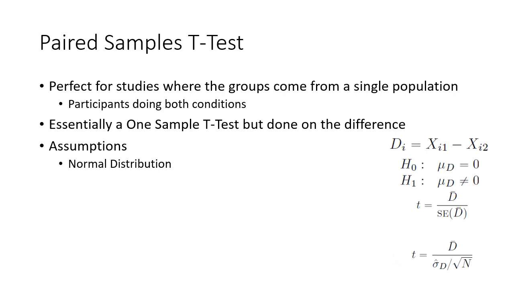As for assumptions for the paired samples t-test, it is going to be the same as the one sample t-test, except for the groups being independent, because the participants are doing both conditions. And of course, we are going to be assuming that the data has a normal distribution.